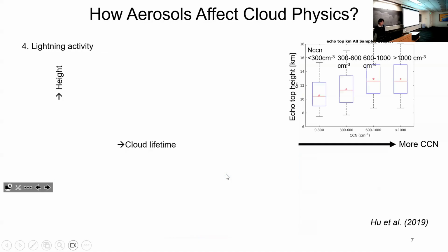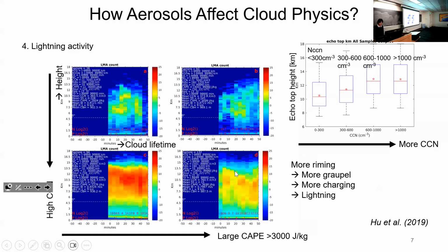Deeper convection also influences lightning activity. So this is a little bit complicated. The right figure here shows the relationship between CCN and cloud top height. As you can see here, more CCN come with higher echo top height, deeper convection. The deeper convection could produce more chance of lightning activity.